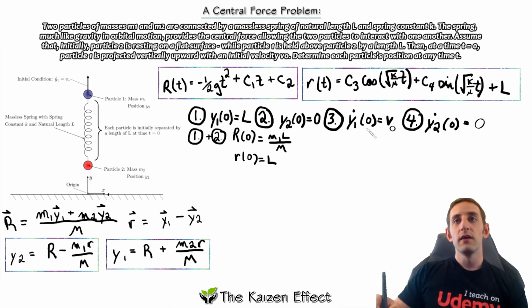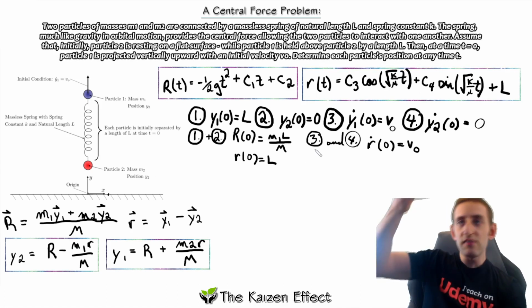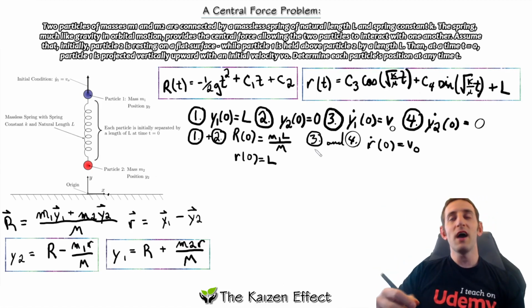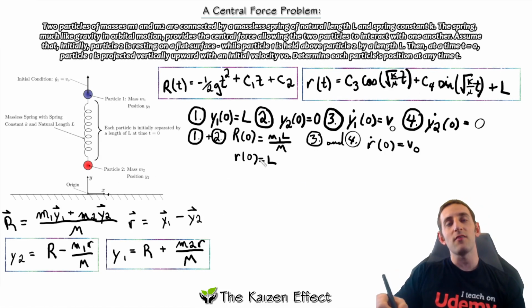So next we have to apply 3 and 4. When we do that, we find that little r dot is equal to y1 dot minus y2 dot. So y2 dot is 0. So basically 3 and 4 give us the fact that y1 dot is going to be v naught. So that means that r dot sub naught is going to equal v naught. And that makes sense because when you throw this up, it's increasing by v naught. So that better increase if particle 2 is stationary. Similarly, this makes sense also because initially this is a length L. So it better be that the relative position between them is L.